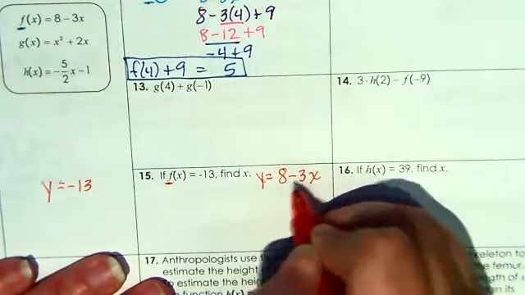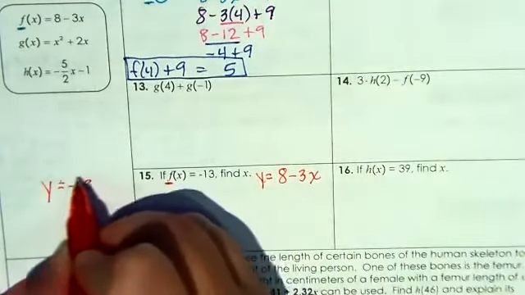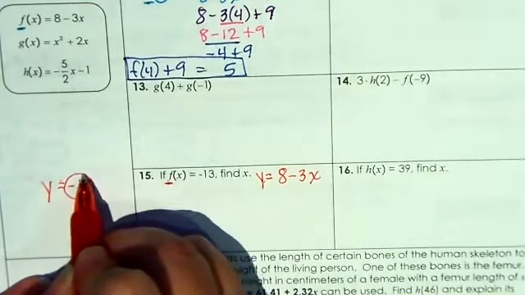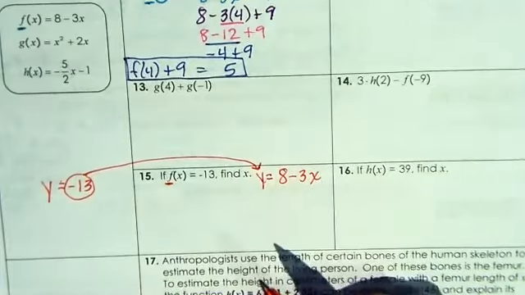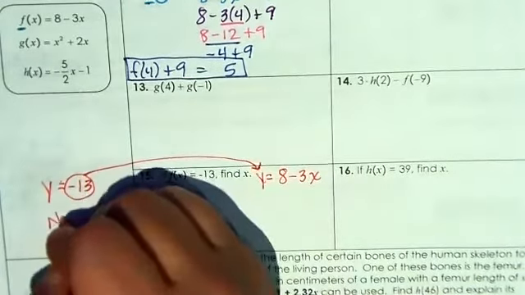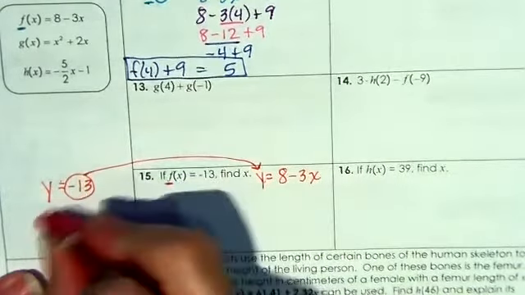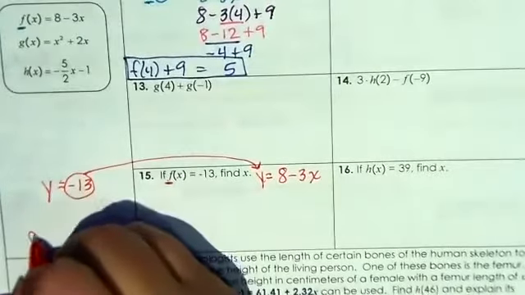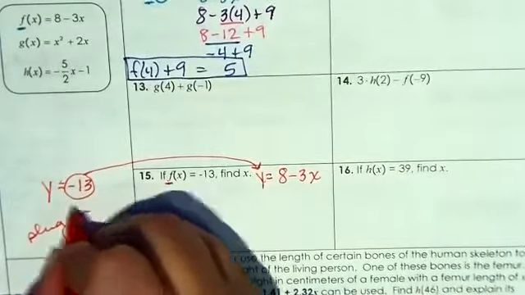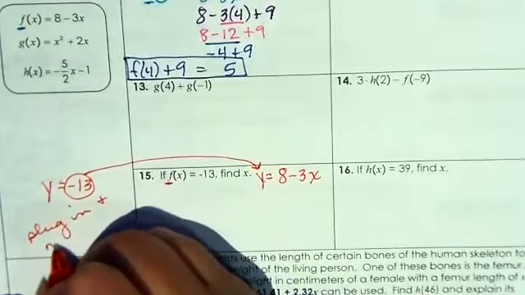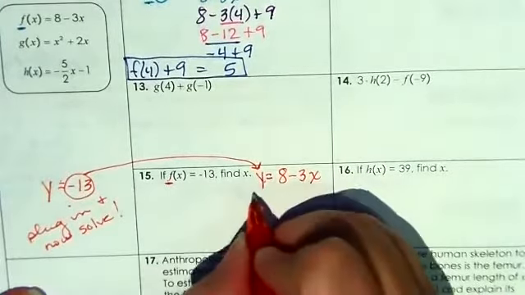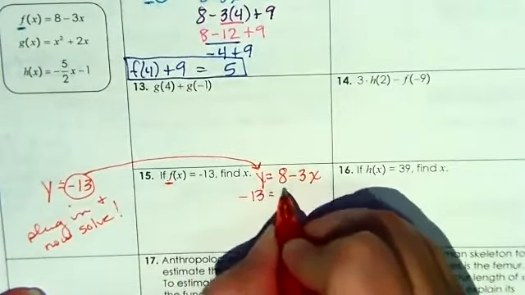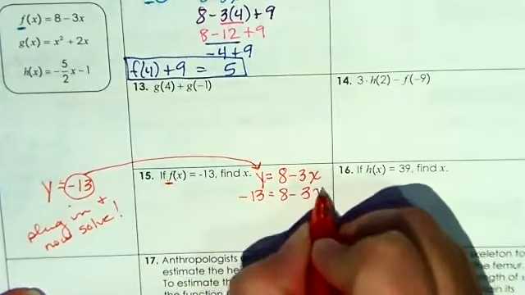Okay, so now we plug in our information. We know that the negative 13 is equal to the y, so I'm going to plug that in. And now I'm solving, okay? So plug in and now solve. So I'm going to have negative 13 equals 8 minus 3x.